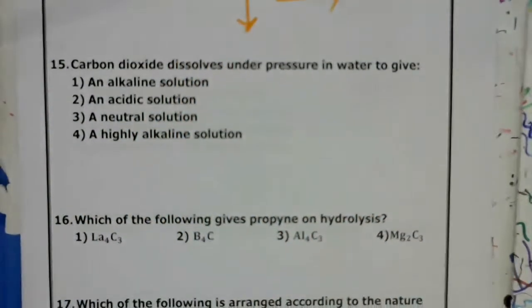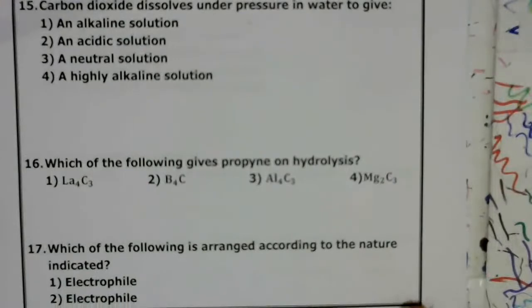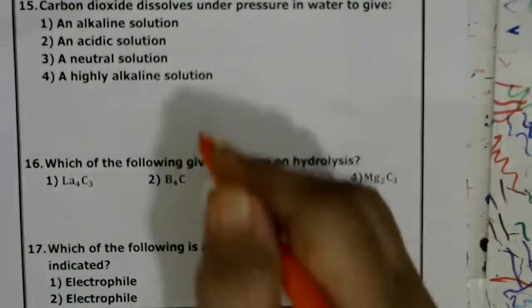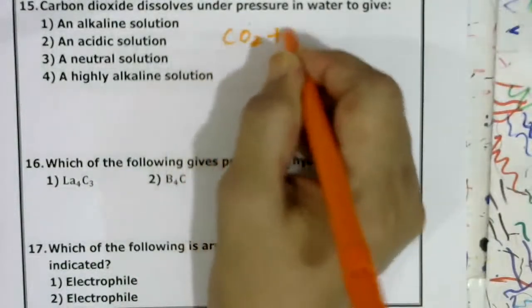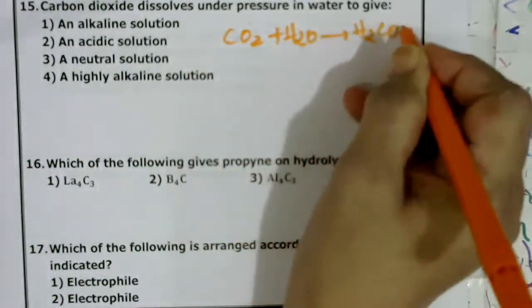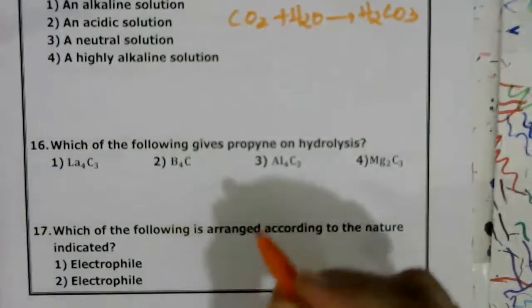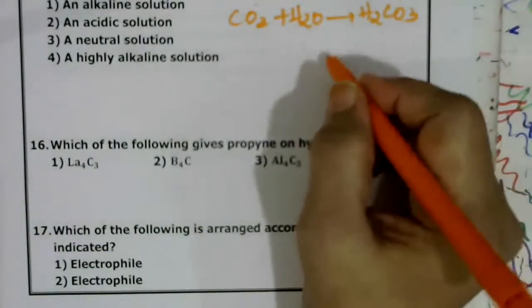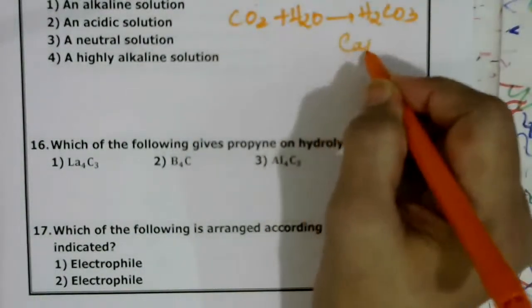Carbon dioxide dissolved under pressure in water. What, tell me? Carbon dioxide plus water, what will we get? Carbonic acid, H2CO3. Yes, sir. H2CO3 is what, children? Carbonic acid.